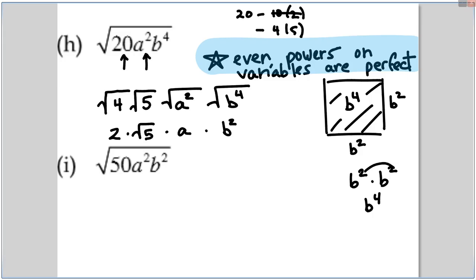Okay, even powers on variables are perfect. So if I had like B5, would that work? No. But that's more 20-1, so we're not going to really focus on that too much. And then let's clean this answer up. It's going to be 2ab square root 5. There's the answer.